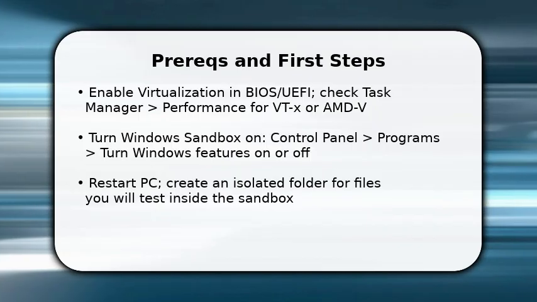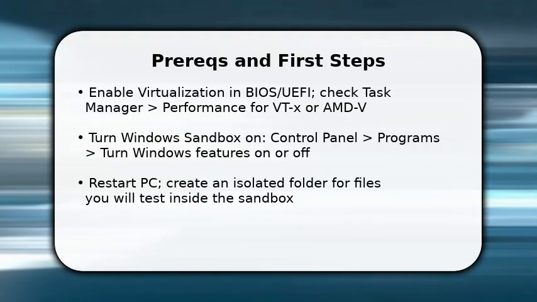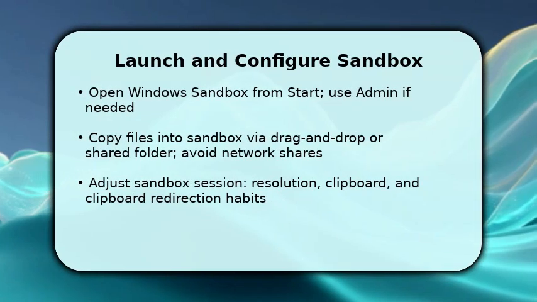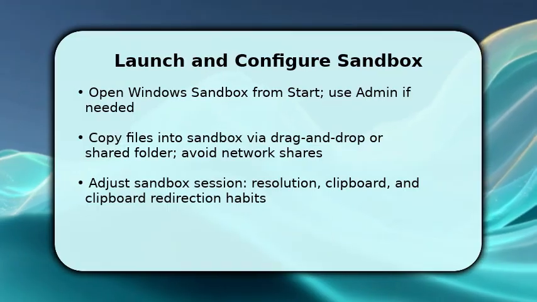Once done, open Control Panel, choose Programs, then turn Windows features on or off, and enable Windows Sandbox. Make sure to restart your machine so the feature installs cleanly. You should also prepare an isolated folder with the installer or files you want to test. This keeps intent clear. Now you launch and configure the environment to match your test needs.